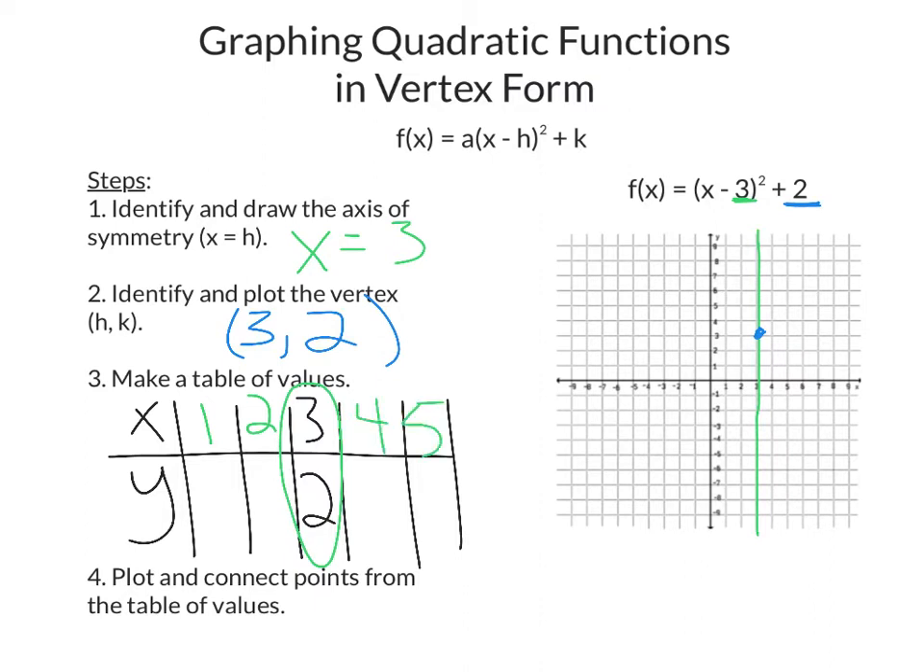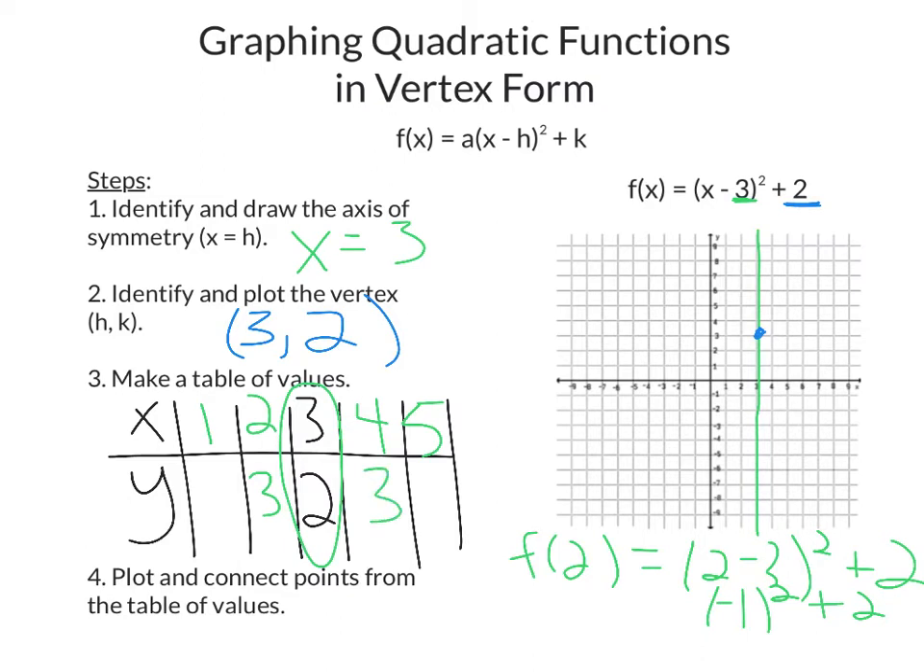If I input 2 into my function and evaluate f(2), I would get (2 - 3)² + 2. 2 minus 3 is negative 1, negative 1 squared is 1, and 1 plus 2 is 3. I know that if I input 4, I would also get an output of 3 because of the symmetry.